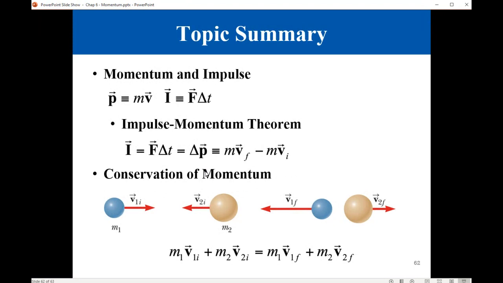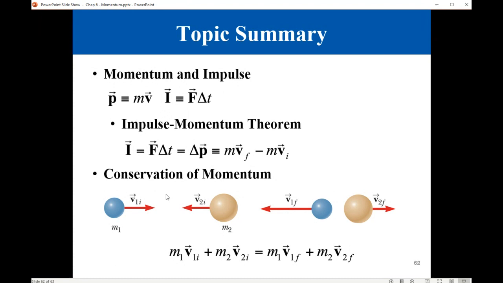Just to go over the fundamental things that we learned. We learned that momentum is the product of mass by velocity, and impulse is the product of force by action time. We learned that impulse is equal to the change in momentum. You cannot change momentum without a force and time, which is impulse. So we always need impulse to change the momentum.